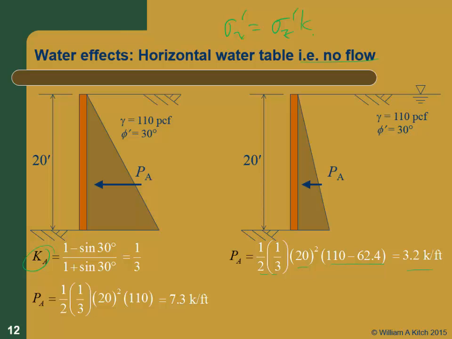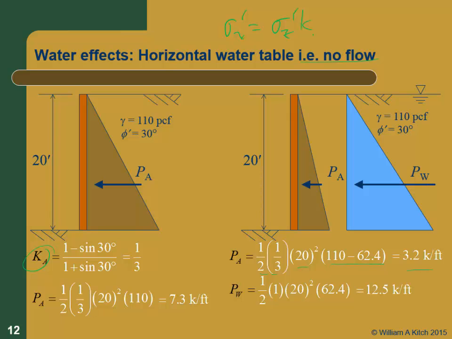But what else do we have acting on this wall? We've got water pressure. And our water pressure force is going to be 1/2 times 1, because the lateral earth pressure coefficient for water is 1, times 20 squared times 62.4. That's 12.5. And when you add those together, you're going to get 16 kips per foot, which is more than twice what you had when there was no water behind the slope.